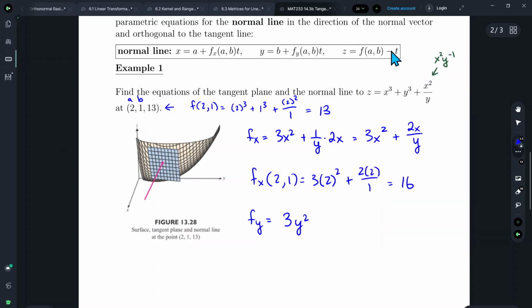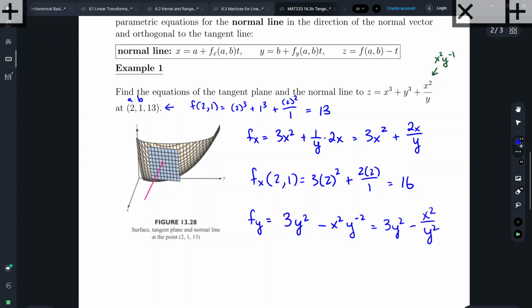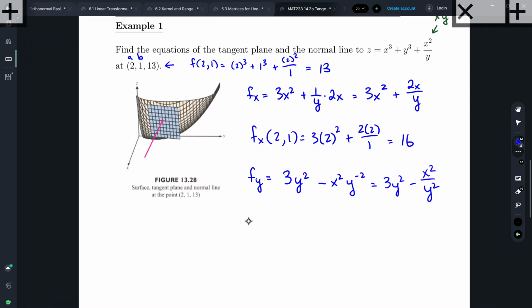Right, so x squared is constant, so the derivative doesn't affect the x squared. And then here I use the power rule, so the minus 1 comes down. So instead of a plus, this is a minus. And then I subtract 1 from the power, so negative 1 minus 1 is negative 2. Okay, so let's just rewrite this. So we get 3y squared minus x squared over y squared. Okay, so that's the partial derivative with respect to y.